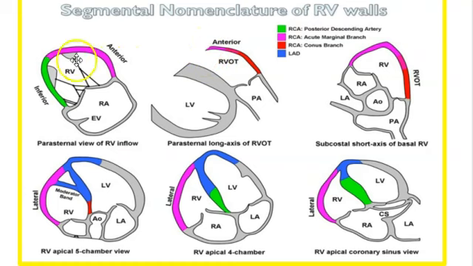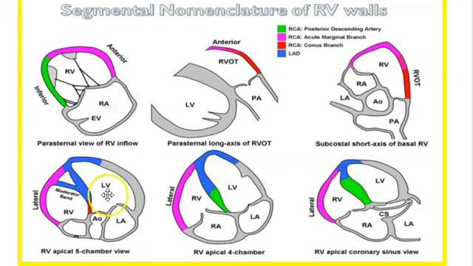And if you're looking at the inflow view, like we identified before, anterior wall, inferior wall in the inflow view, and we have the anterior tricuspid valve and the posterior leaflet here of the tricuspid valve. You can see up here we have the posterior descending artery supplying the inferior wall of the RV, which makes sense, and this purplish here, you can see the acute marginal branch supplying that.